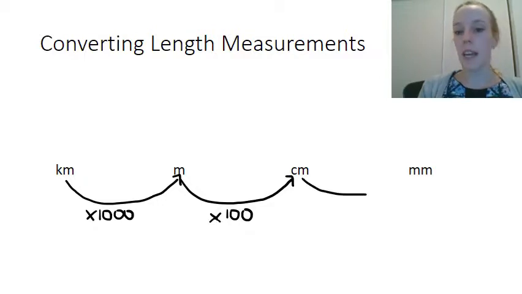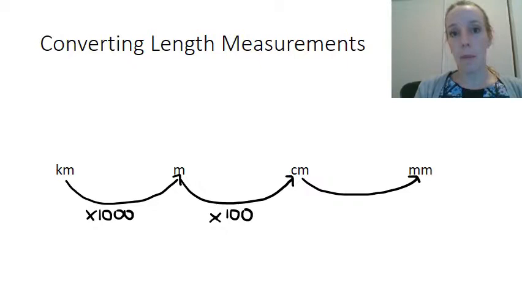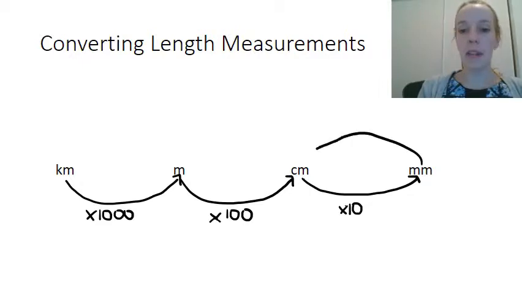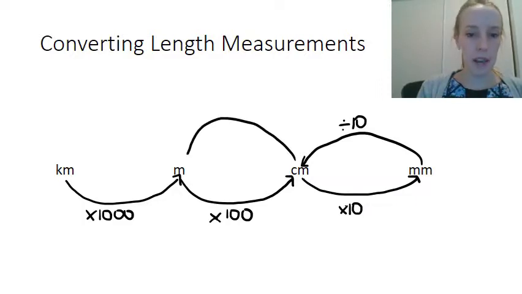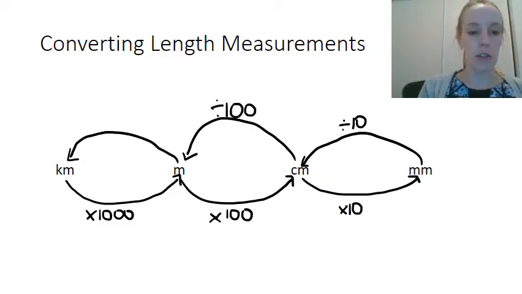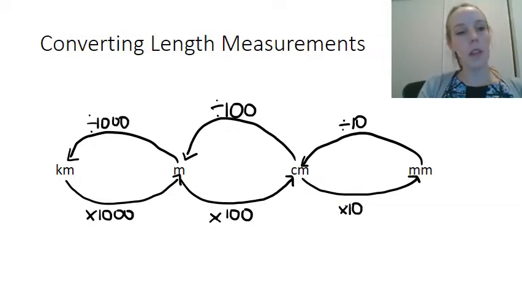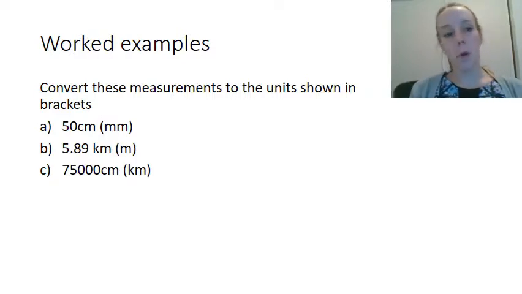And if you're going from centimetres to millimetres, you're going to times by 10 because there's 10 millimetres in a centimetre. And if you're going the opposite way, from millimetres to centimetres, it's a bigger unit, so you're doing the opposite of multiplication, which is division, so you're dividing by 10. Centimetres to metres, you're dividing by 100. And metres to kilometres, you're dividing by 1,000. Okay, so we've got some worked examples here.